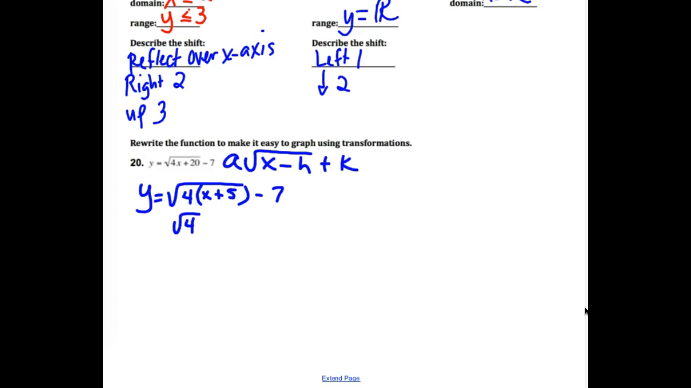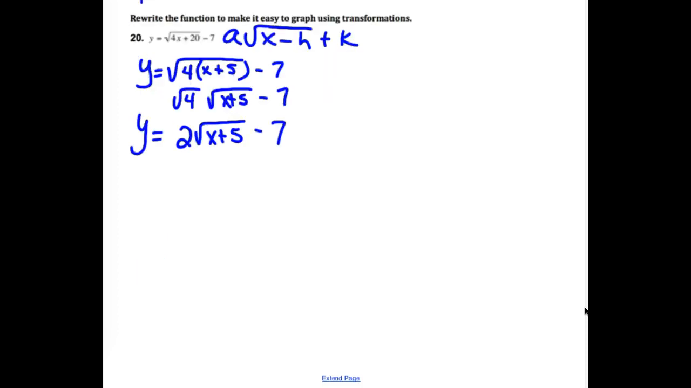Sorry about that. All right, so we can split this apart. We've got the square root of 4, and we've got the square root of x plus 5. And we can square root the 4 and get just a plain 2. So this becomes 2 times the square root of x plus 5 minus 7. And now we have it in that transformation format.